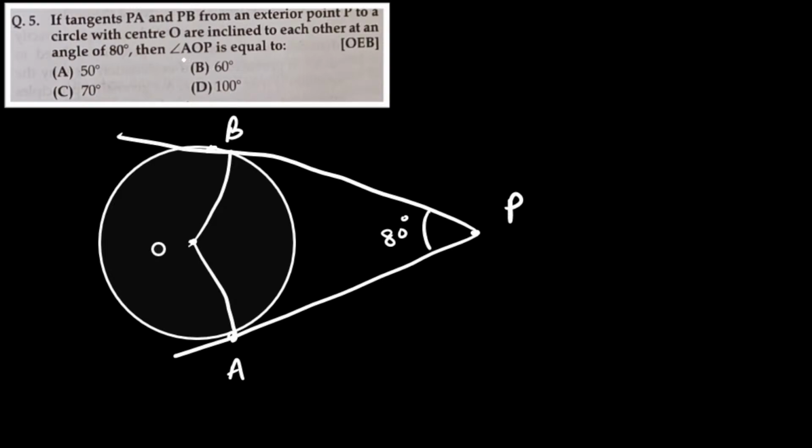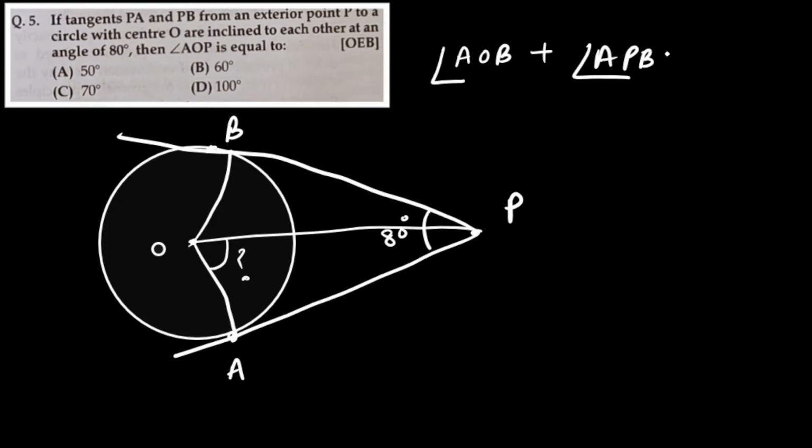So angle AOP we have to tell. That means I have to join OP. So this angle's measure we have to tell. The same concept we have to apply as we did in the previous few questions. Full angle O, that means AOB plus angle APB, is again equal to 180 degrees. This is the angle between radii and the angle between tangents.